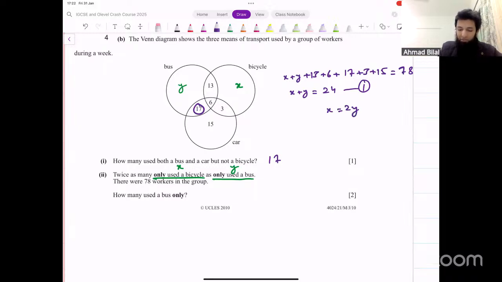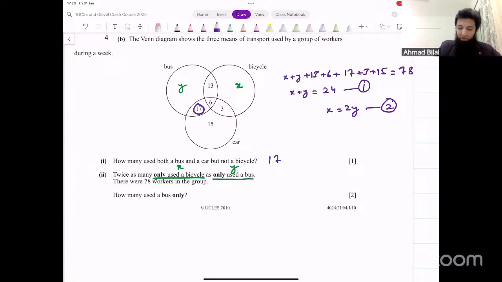Okay. So they're saying twice as many only used a bicycle. So the number of workers who used a bicycle, that's twice as compared to the ones who used only a bus. So if we were to multiply this number of Y by 2, that should give us X. So the equation becomes X equals 2Y. That's another equation that we've got. Now we just have to solve these two simultaneously to find the values of X and Y.